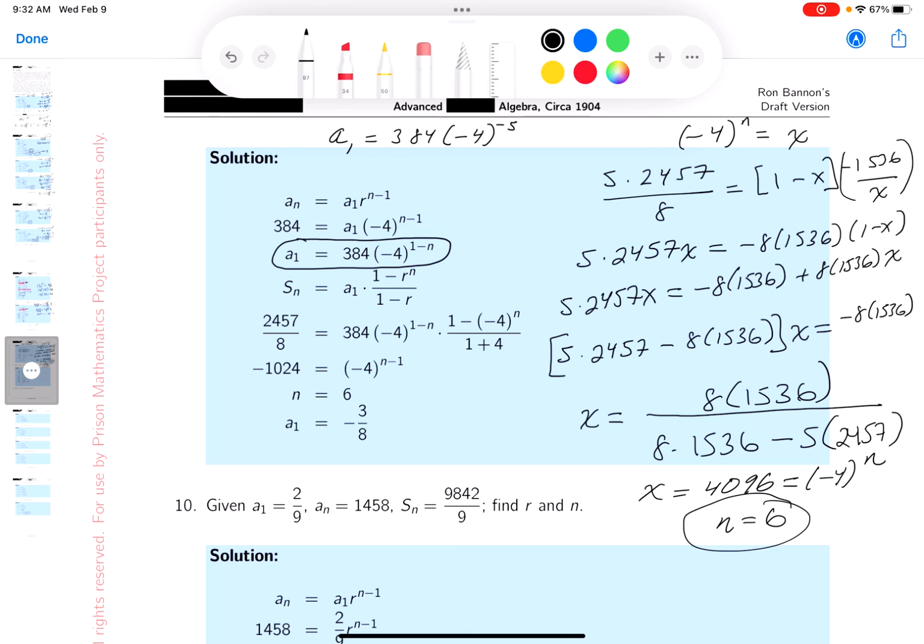Again, yeah, I'm a little tired, but I will use the calculator. I'm going to do the computation now, and that computation is going to be 384 divided by, well, that's going to be minus 4 to the 5th power. All right, so I'm going to do that now. And yes, I'm using a calculator. And I get minus 3/8. Bingo. We got them both.